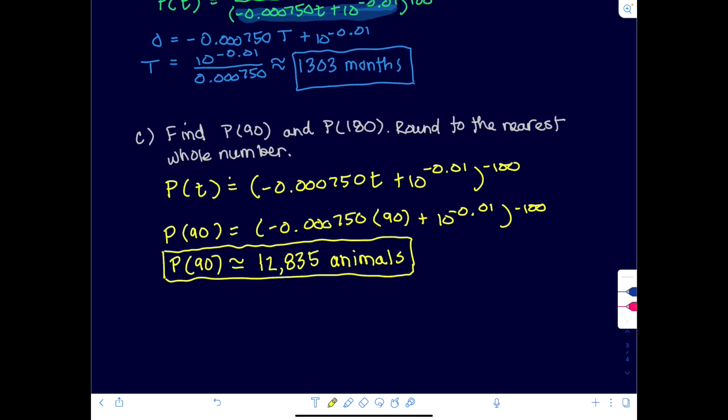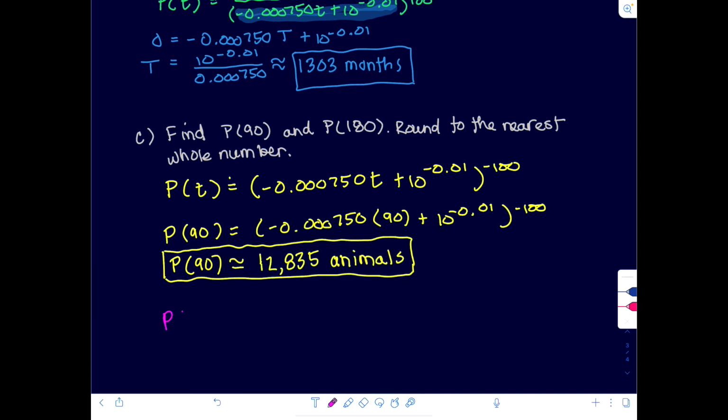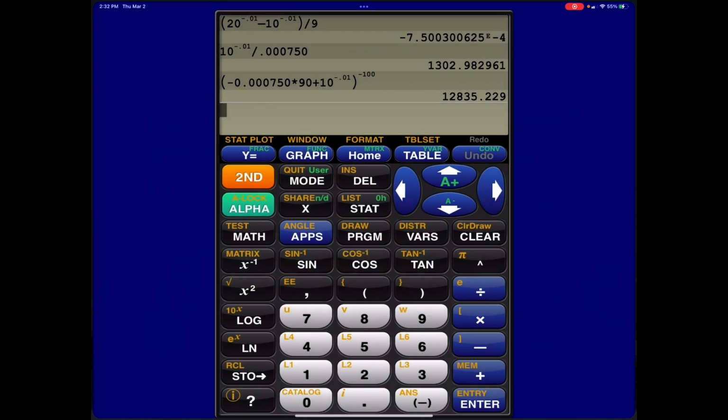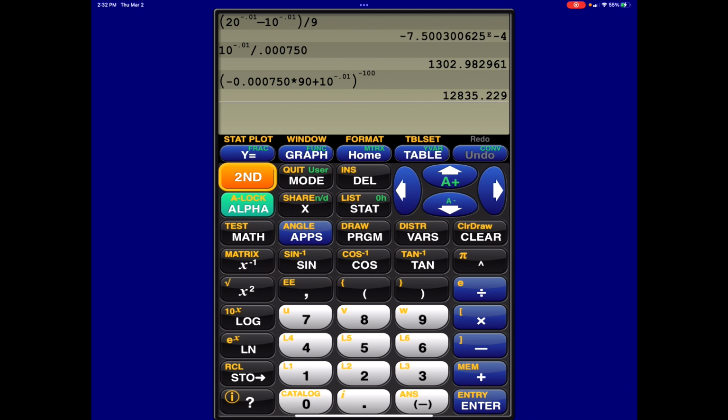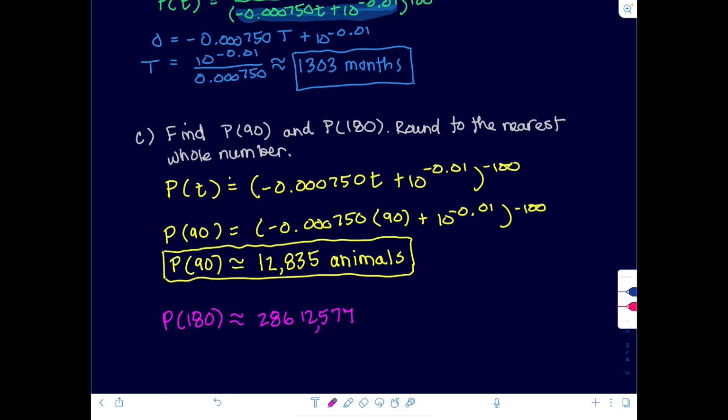And then if we go to P at 180, that's going to be approximately, you just plug in 180 instead of 90. So I'm just going to hit second entry. And then this one is animals. Cool, cool. All right, there you go.